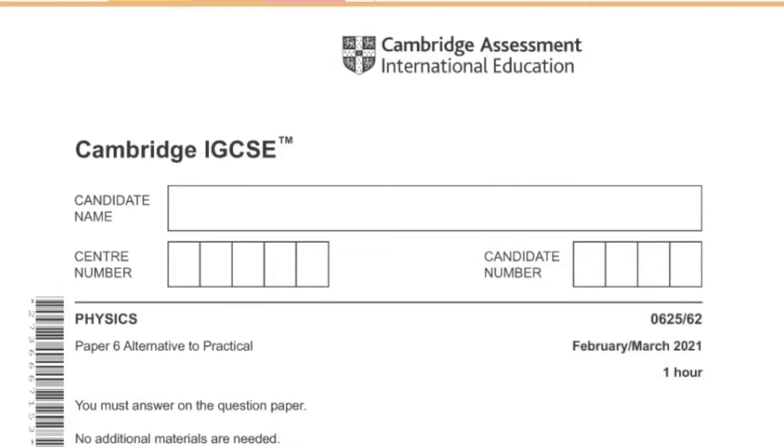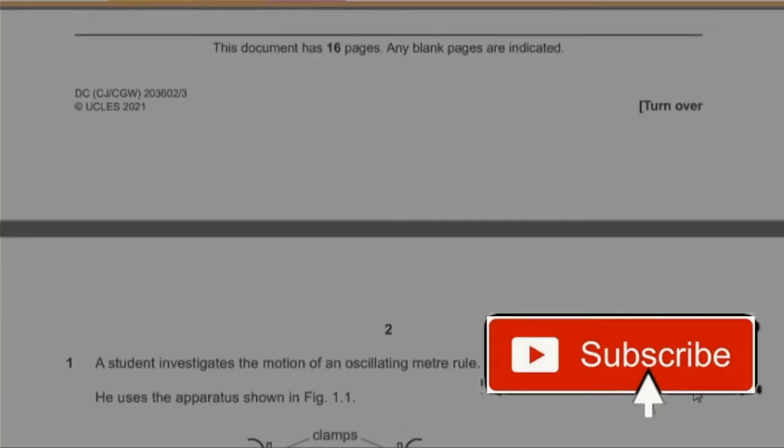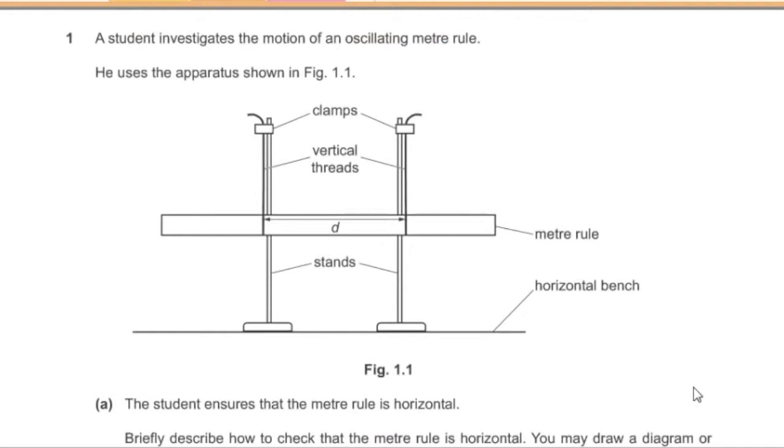Today I'll be solving Cambridge IGCSE Physics Paper 6, Alternative to Practical 0625, Paper 6, variant 2, February-March 2021. Question number 1. A student investigates the motion of an oscillating meter rule. He uses the apparatus shown in figure 1.1.